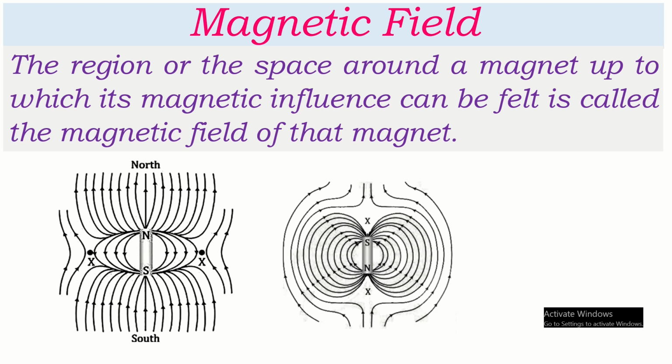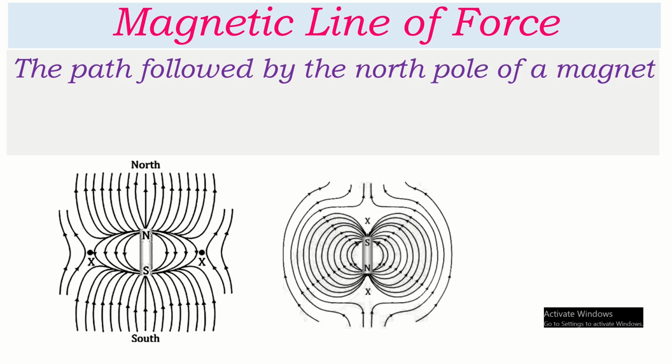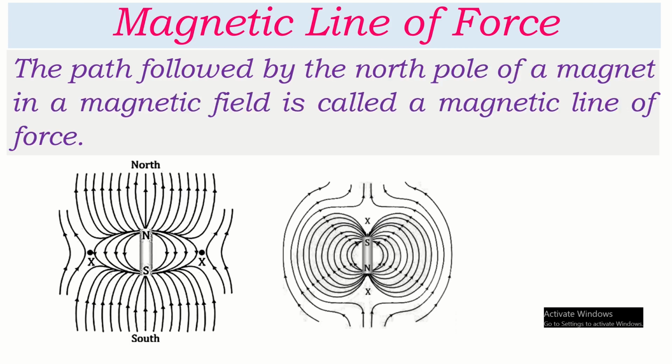Looking at this diagram is very simple. The magnetic field of a magnet is represented by means of magnetic lines of force. All these lines are magnetic lines of force which represent the magnetic field of this magnet. Now, exactly what is a magnetic line of force? The path followed by the north pole of a magnet in a magnetic field is called a magnetic line of force. All these magnetic lines of force are actually the path followed by the north pole of another magnet in the magnetic field of this bar magnet.